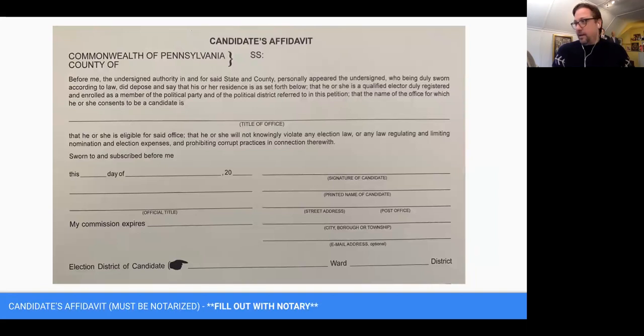Any questions on the candidate's affidavit? It's basic information about you and the office you're running for, but again, that notary is key. So please resist the urge to fill out the entire form before you get there.